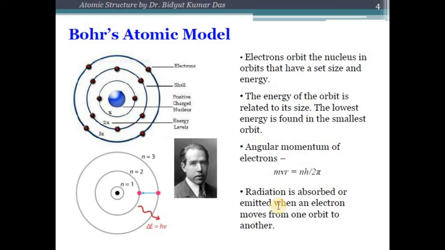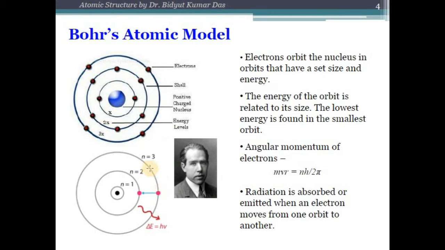In the third postulate, Bohr proposed that if an electron jumps from an outer energy level to an inner energy level, then a photon is emitted, and the photon energy, which is equal to hν, must be equal to the energy difference between these two energy levels.